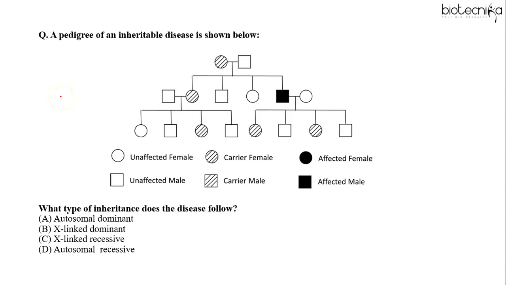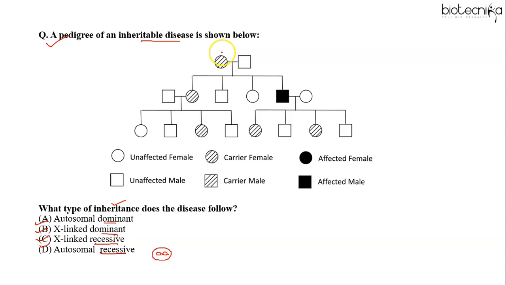Now let's have a look at the type of questions which can be asked based on pedigree analysis. A pedigree of an inheritable disease is shown below. Based on pedigree analysis, we have to find out what type of inheritance the disease follows: autosomal dominant, X-linked, X-linked recessive, or autosomal recessive. As we know, for autosomal dominant disease, one copy of the allele is sufficient to cause the disorder. Whereas for autosomal recessive, two affected alleles in homozygous condition are needed to cause the disease.